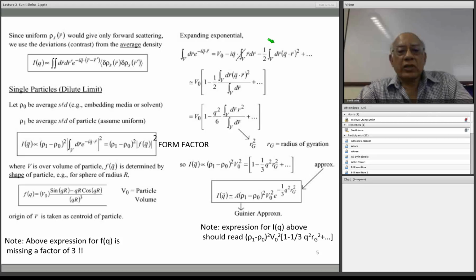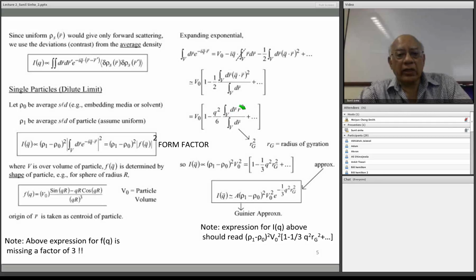Now you can see that q is in some arbitrary direction, and we're averaging over all orientations of the particle. So q dot r is basically qr cosine theta. There's a cosine squared theta that has to be averaged here over all directions, and you know that the average of cosine squared theta over all directions in 3 dimensions is 1/3. So this gives you q squared over 6 times this integral, and you can pull that out.